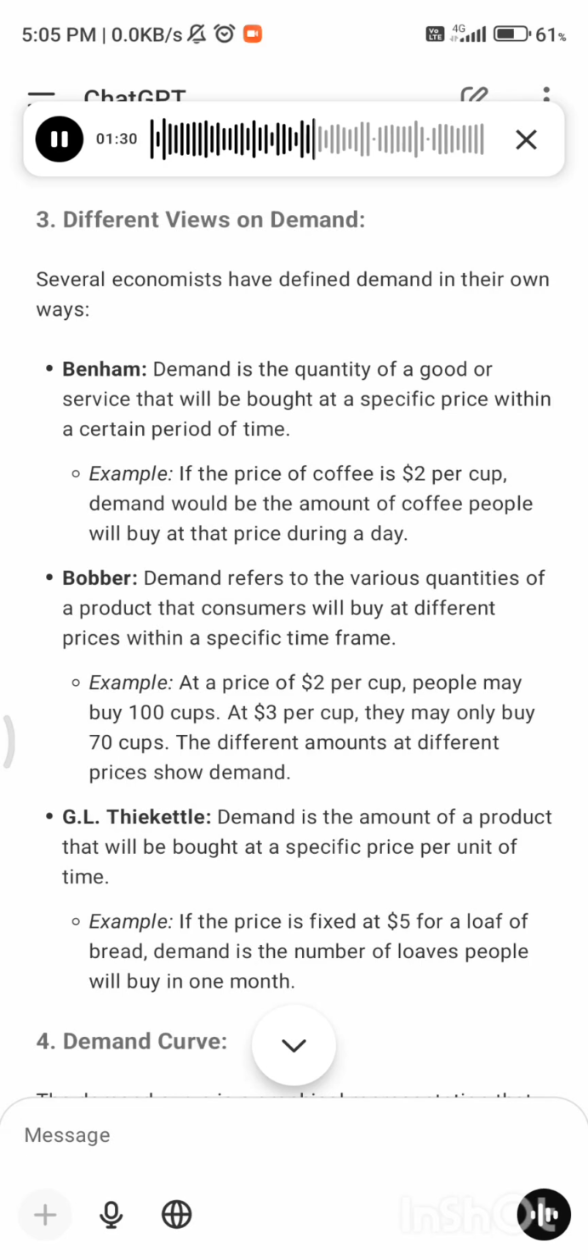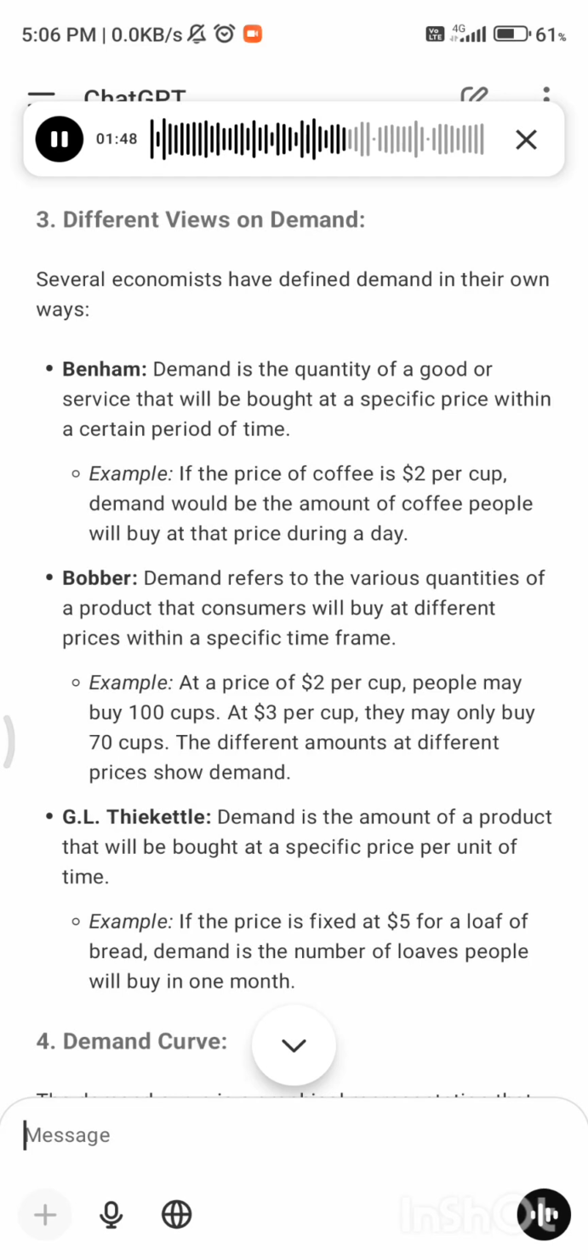Bober. Demand refers to the various quantities of a product that consumers will buy at different prices within a specific time frame. Example: at a price of $2 per cup, people may buy 100 cups. At $3 per cup, they may only buy 70 cups. The different amounts at different prices show demand.